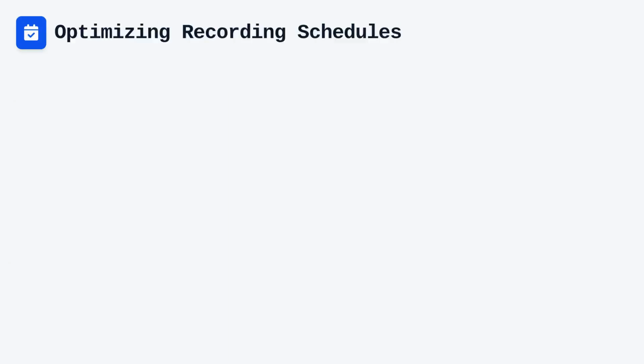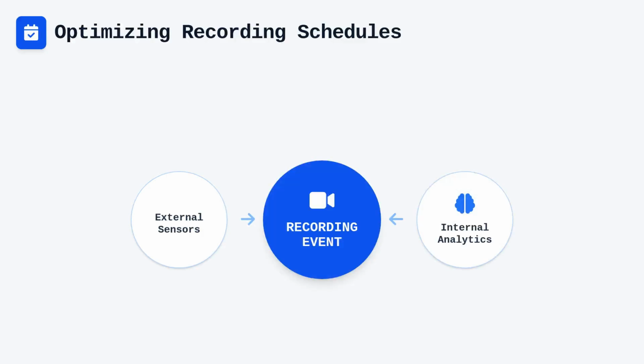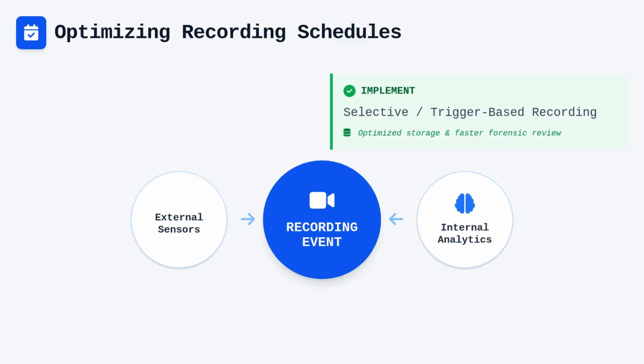When addressing recording schedules, it is crucial to move beyond simple continuous recording to minimize unnecessary storage consumption. You should leverage motion triggers or physical I/O events, integrating inputs from external sensors or internal analytics to initiate recording only when relevant activity occurs. This selective recording approach is not just a storage optimization strategy. It also simplifies the task of identifying important events during forensic reviews.